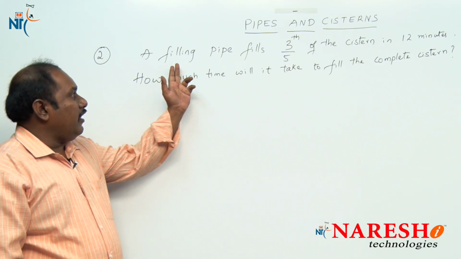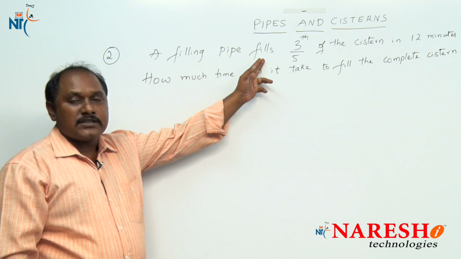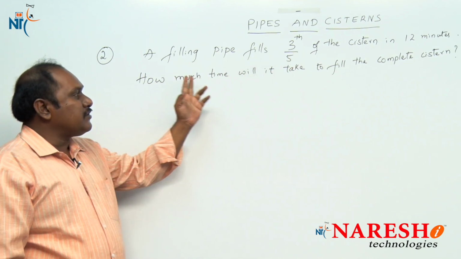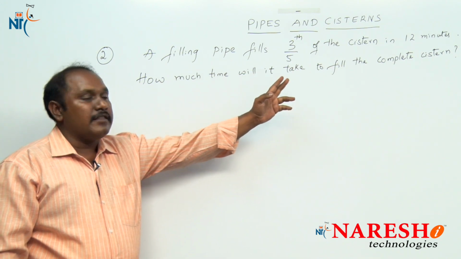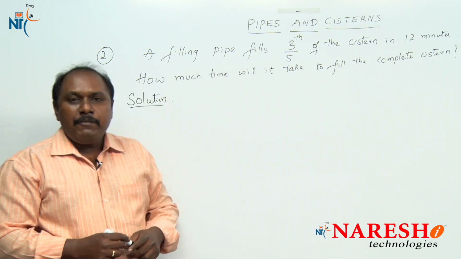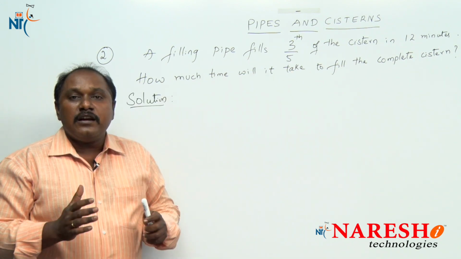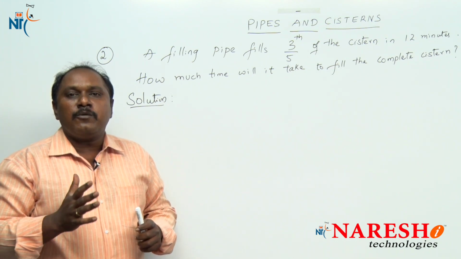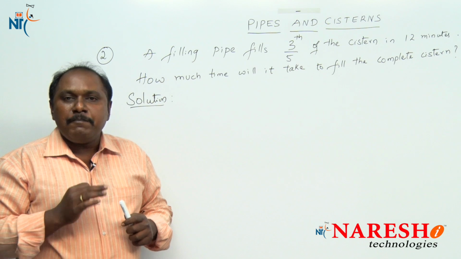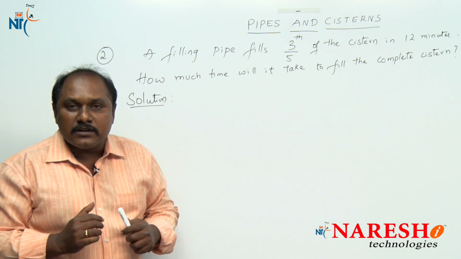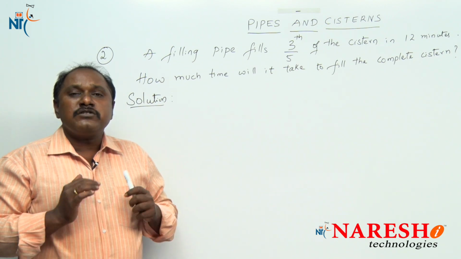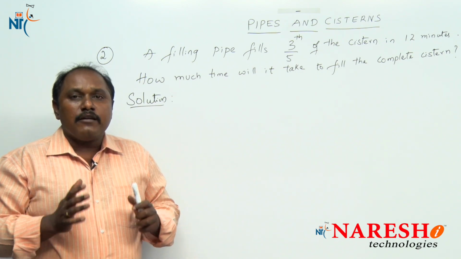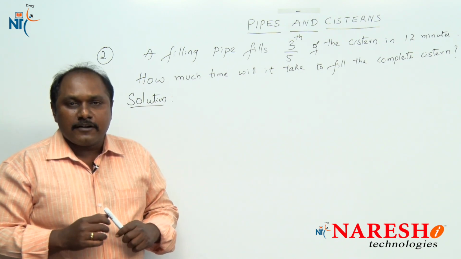Second problem, a filling pipe fills 3/5 of the cistern in 12 minutes. How much time will it take to fill the complete cistern? The pipe fills 3/5 of the cistern in 12 minutes. That is, if you divide the cistern into 5 equal parts, to fill 3 parts, it takes 12 minutes. How much time will it take to fill the complete cistern? That is, to fill 5 parts, how much time will it take?